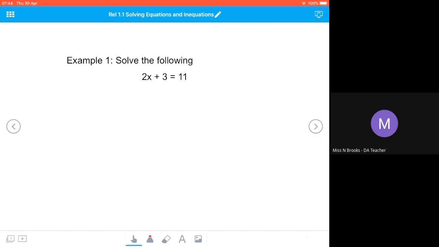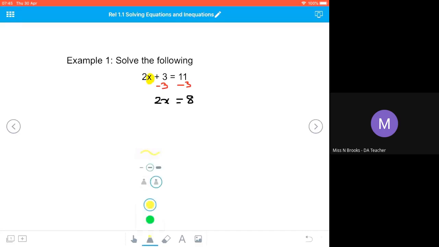Example 1, we're going to solve the following equation, 2x plus 3 equals 11. What we're trying to do is isolate that x term. So the first thing we're going to do is collect all of our constant terms or our numbers onto the right-hand side. So we're going to do the inverse process of add 3, and that is take away 3. That means that we end up with 2x on the left-hand side, and 11 take away 3 gives us 8 on the right-hand side.